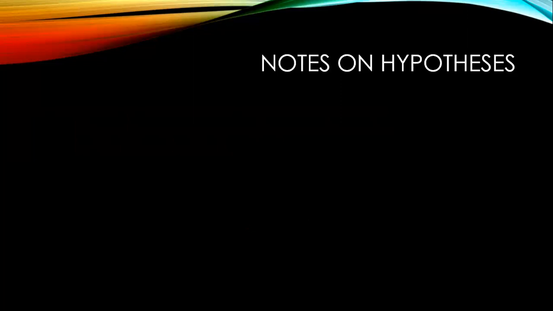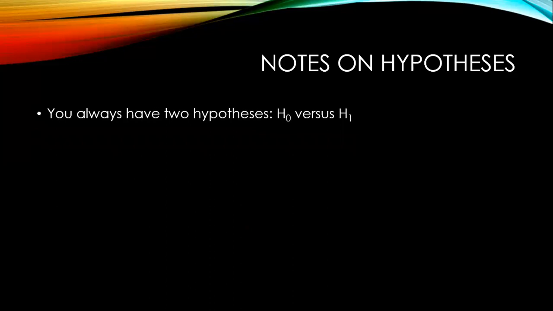Okay, so let's go for a bit more notes on these hypotheses. As I said before, it's always H0 versus H1. So you've got two hypotheses: the null hypothesis versus the alternative hypothesis. That's how we do these tests in statistics. H0 is always something equals a number. So it could be that the probability of people in your town having brown eyes is 80%: something equals something.